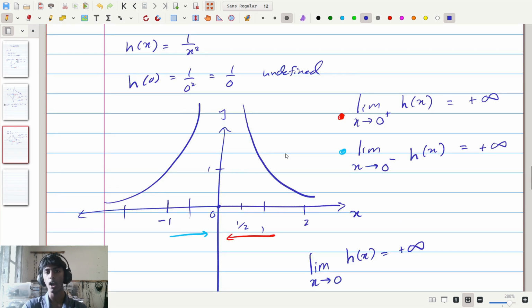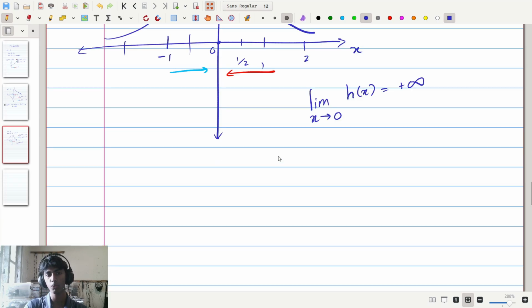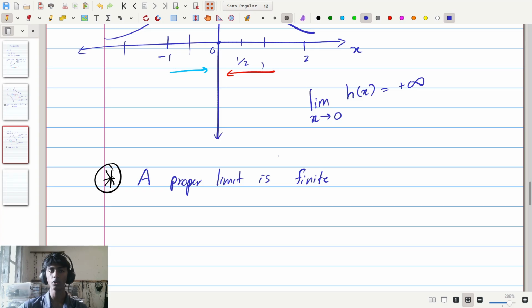So here we can see our first rule saying that if the red limit and the blue limit are both agreeing on the same value, then the final limit is also going to be equal to that value. But now there's a little caveat. This is how we define it. If a limit is infinite, we say that it's not a proper limit. We want a proper limit to be finite. So we're going to write that as a rule down here. A proper limit is finite.